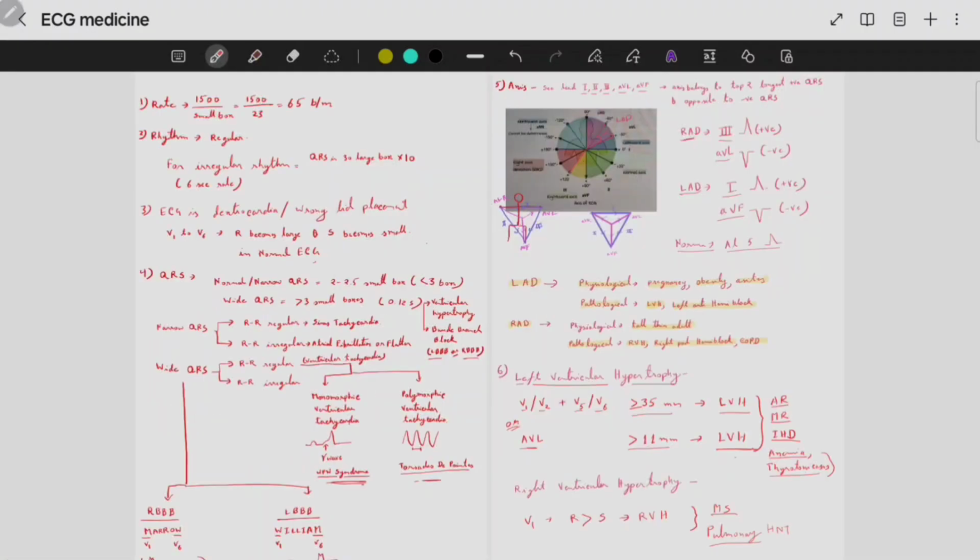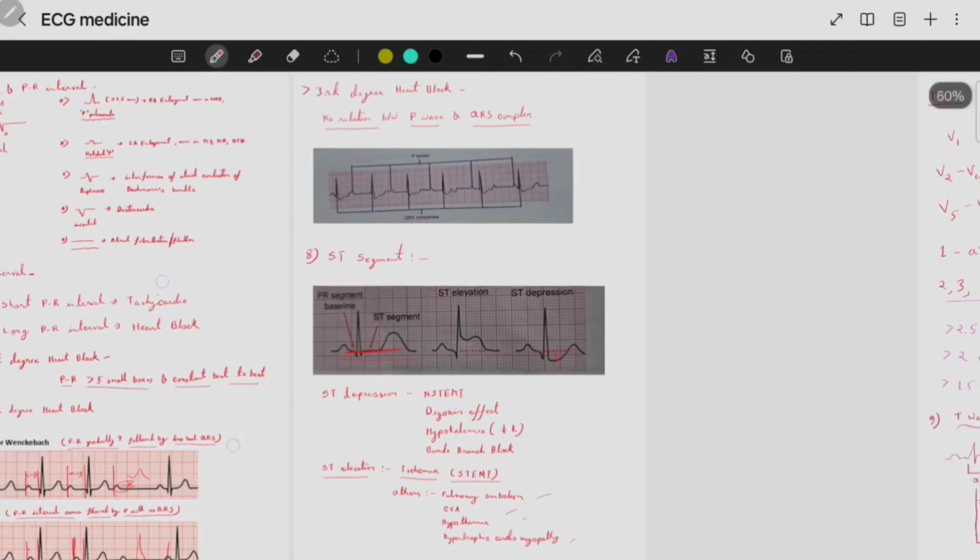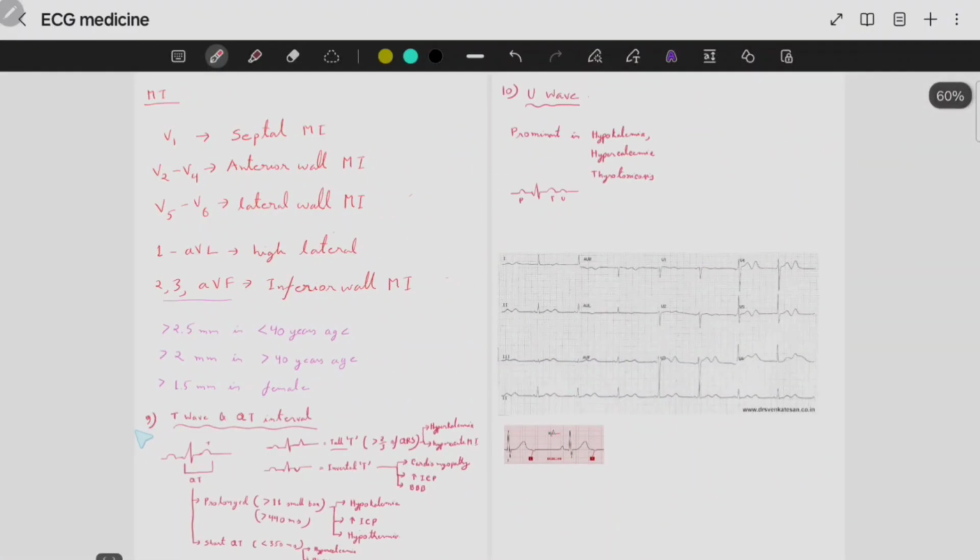Okay. So just a quick recap of how to diagnose the ECG. At first, see the rate, then the rhythm, then whether the leads are placed in the right way in the ECG or not, then characteristics of the QRS complex, then axis, then whether there is any left ventricular hypertrophy or right ventricular hypertrophy or not. After that, the P wave and PR interval, then the ST segment. After that, the QT interval, and then U wave.